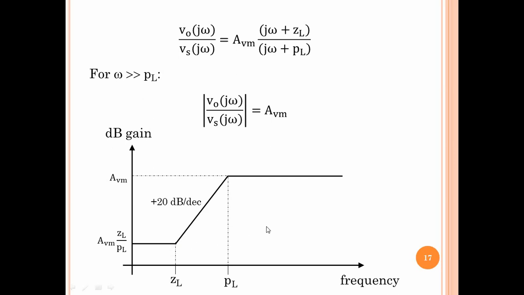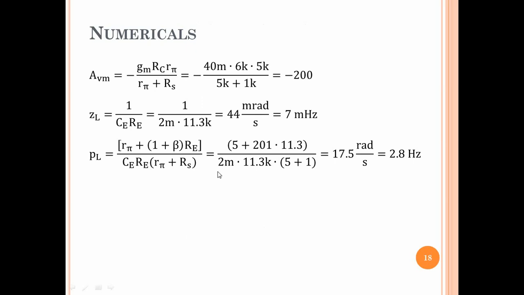For completeness, let us find the numbers for these three quantities, AVM, ZL and PL. You can do this at home. I've just written the numbers. The common emitter gain is 200. It was 240, gm RC, but because of loading, it has become 200. ZL is 7 millihertz, a very small quantity. PL, the pole, is 2.8 hertz. So below 2.8 hertz, the gain will start falling.